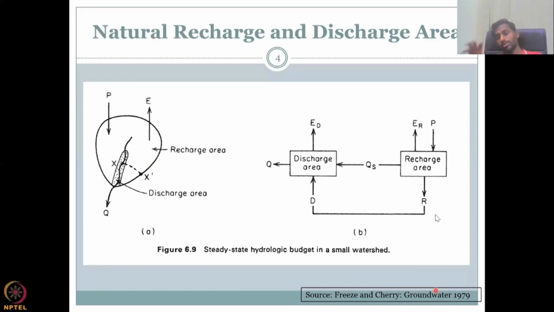Okay, so the most important thing we need to understand here is that the recharge area and discharge area can be within the same basin. However, they are differentiated because of their function, and the function as in how precipitation comes in, how recharge happens, and what is the area for discharge.